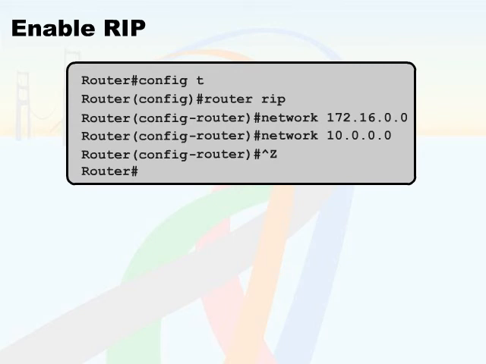If we had three networks, let's say 172.16.10, 20, and 30, the router would allow us to enter it, but it would automatically truncate this information down to 172.16.0.0 because it doesn't understand anything past the classful boundary.